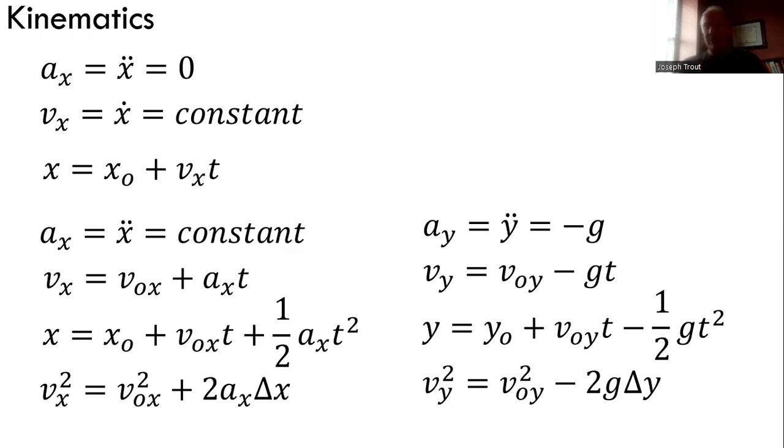And once again, we can predict our velocity at any time and our position at any time. So that's the whole reason for doing these equations. We're trying to make predictions about what will happen if you start your car, where you'll be at some time in the future.